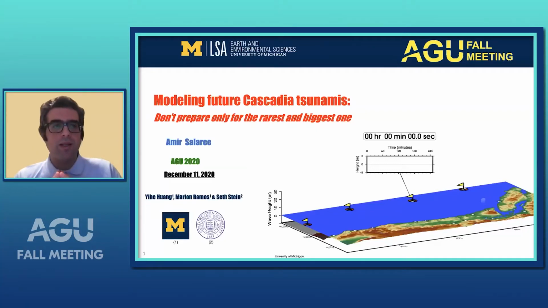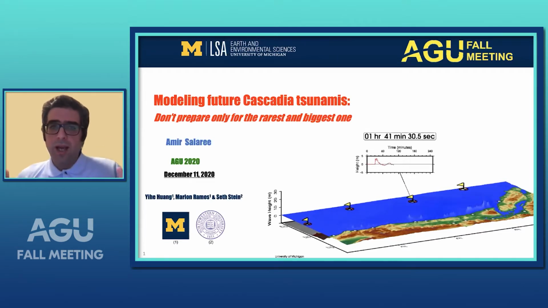So let us talk about some of the future tsunami scenarios in Cascadia. When we think of Cascadia, the first mental image that we have in our mind is of this huge rupture that's going to break the entire plate interface on the US West Coast. And it's going to create this monstrous tsunami that I'm showing a video of here.